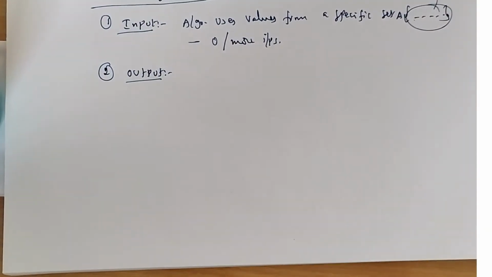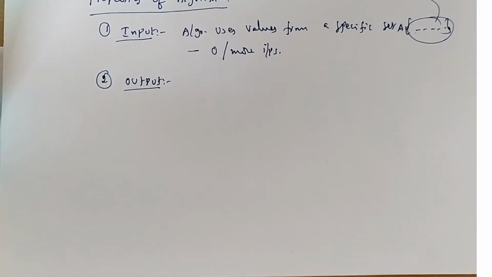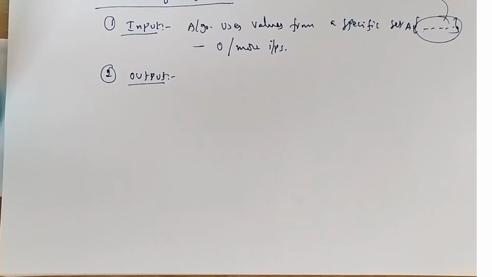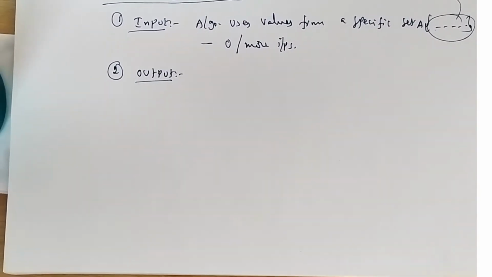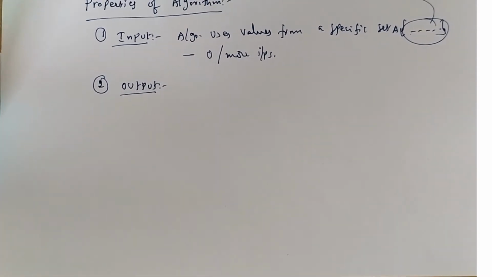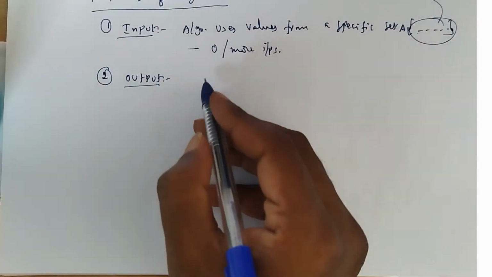What is the meaning of output? Based on the input, the algorithm produces the output for every input value. The result that it produces is called output.